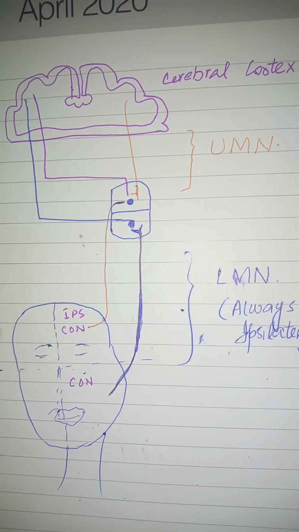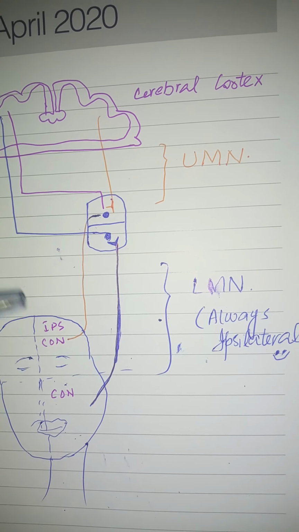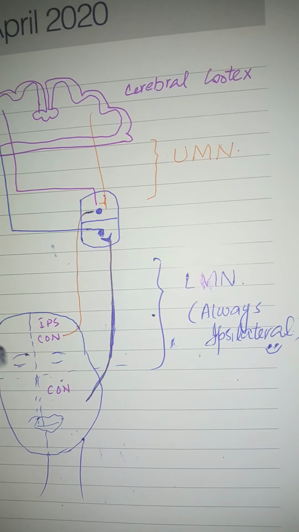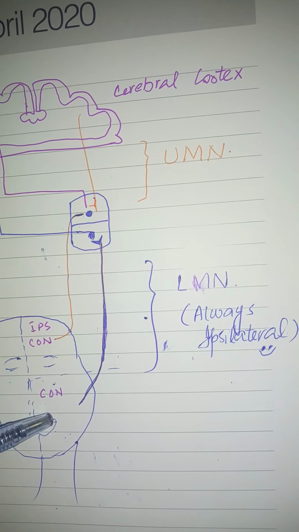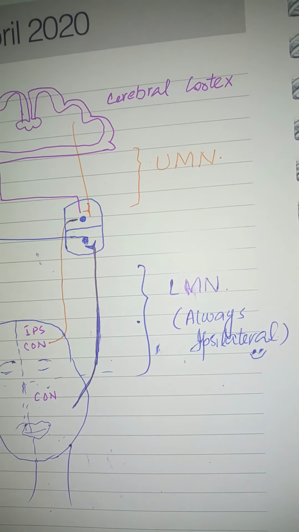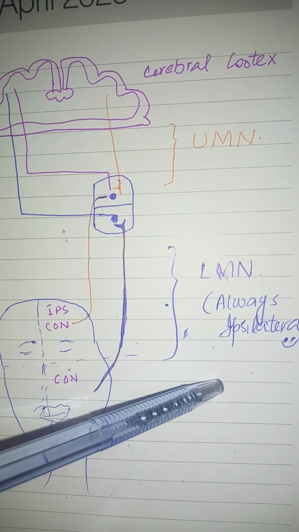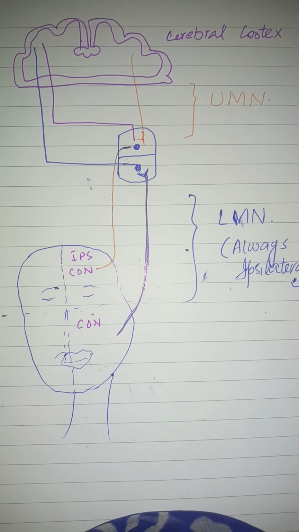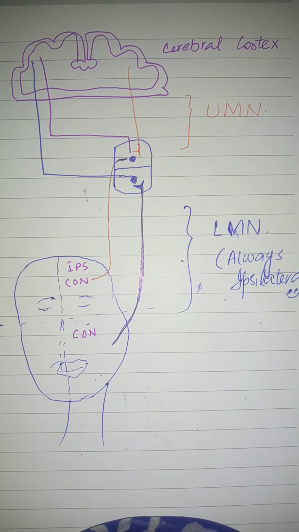You just have to remember two things: the upper part of the face is getting the connection from both the cortices. That means ipsilateral and contralateral, both neurons have to get affected in order to make this part affected. And the lower half is getting connection from only the contralateral cortex. So if anything happens at the contralateral cortex, the contralateral side of the lower face will be affected, and lower motor neuron is always ipsilateral. I hope this has made your concepts clear and this has really made this topic easy for you.